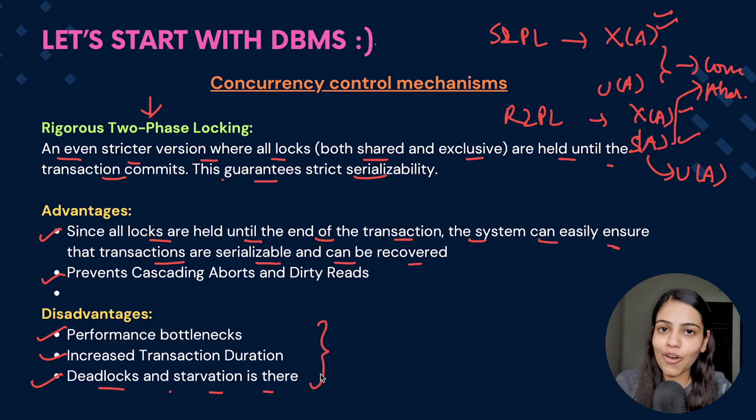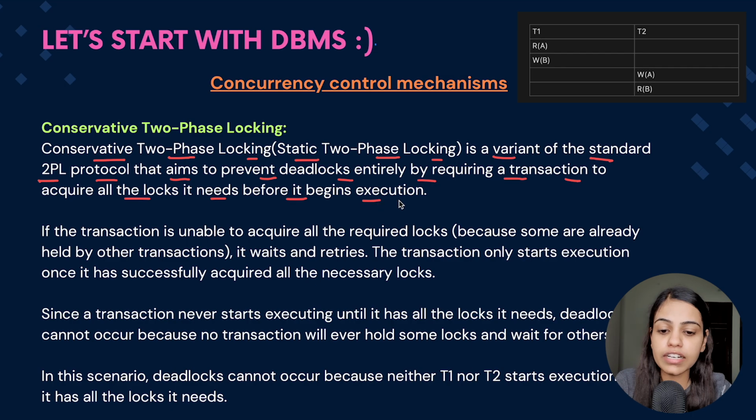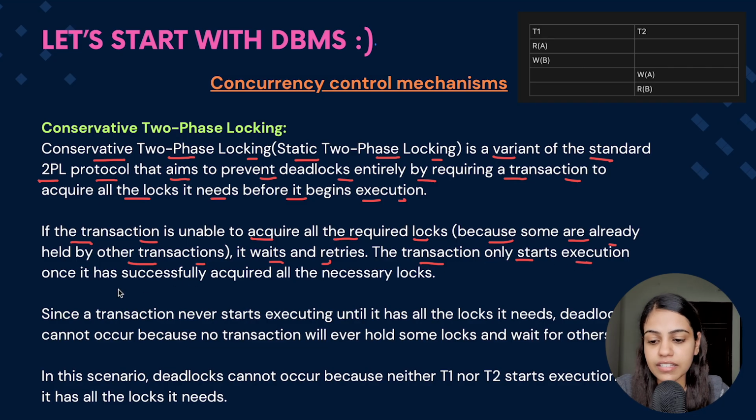Again, there is one more locking protocol, that is conservative two-phase locking. Conservative two-phase locking, or you can say static two-phase locking, is a variant of the standard two-phase protocol that aims to prevent deadlocks entirely by requiring a transaction to acquire all the locks it needs before it begins its execution. So all the transactions should acquire all the locks before the transaction starts its execution. If the transaction is unable to acquire all the required locks because some are already held by other transactions, it waits and retries.